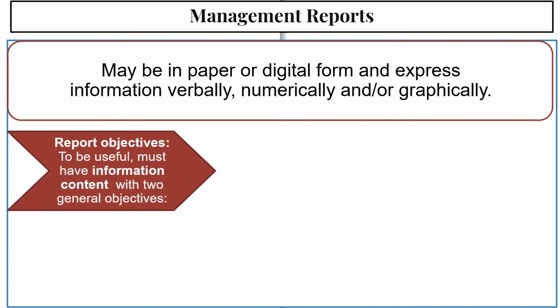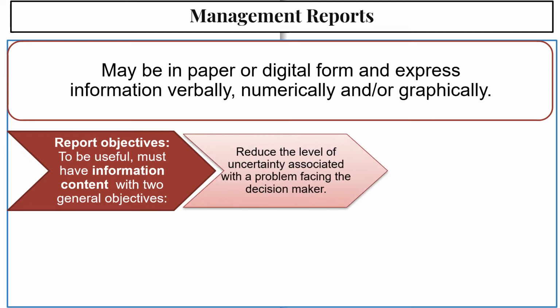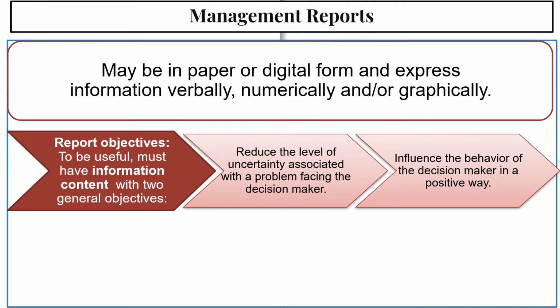There are two general objectives that should be met in order to have useful management reports. First, reducing the level of uncertainty associated with the problem facing the decision makers. Number two, influencing the behavior of the decision makers in a positive way, meaning that the report should help the decision makers in their decision making process.